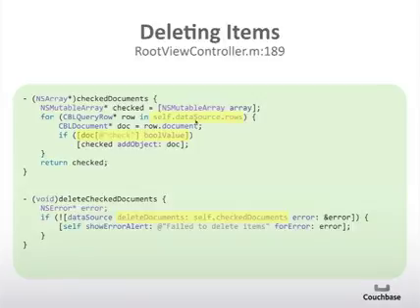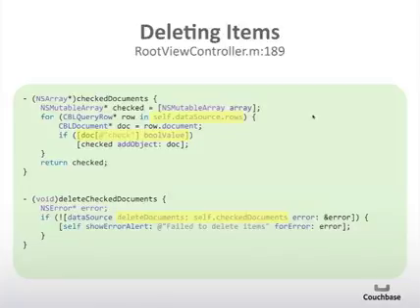So what we're doing here is going through all the rows in the data source. So that's all of the rows that show up in the table view. Look at the document of each one. If its checked property is set, we're going to add it to that array and return the array. Then delete checked documents will tell the data source to delete the documents that came back from checked documents.